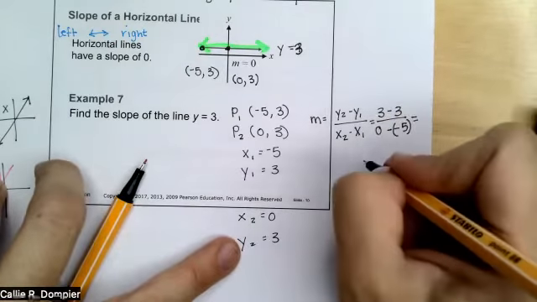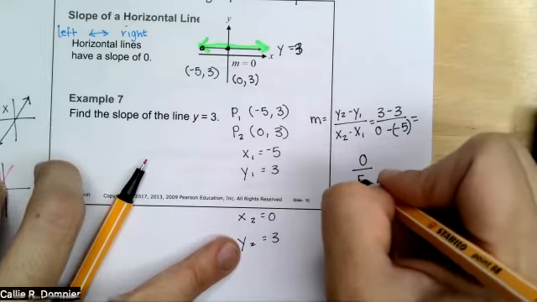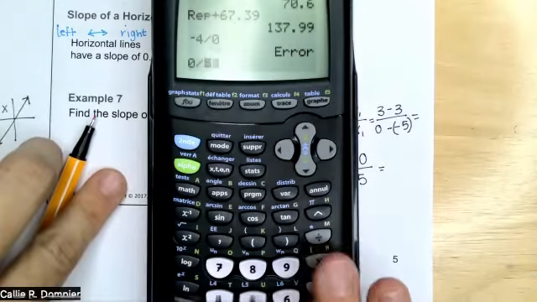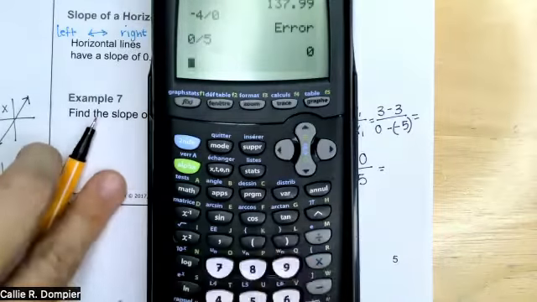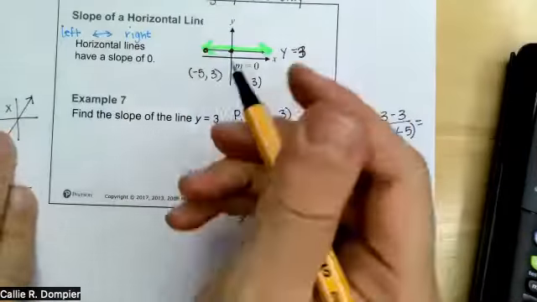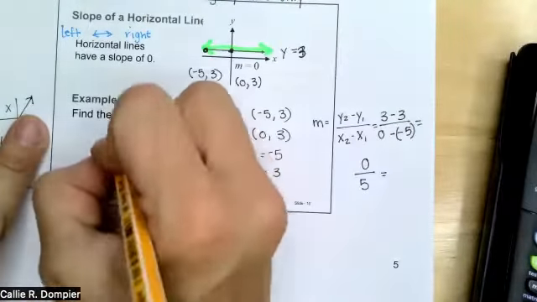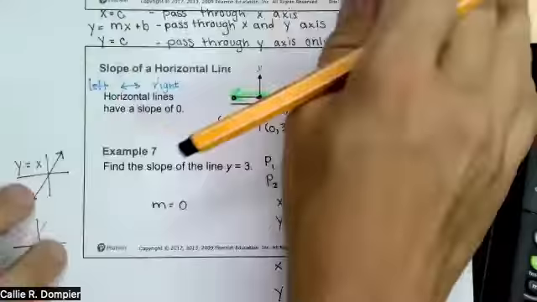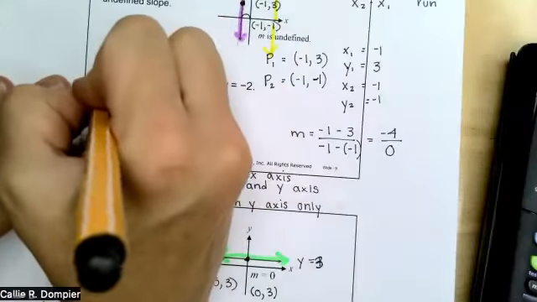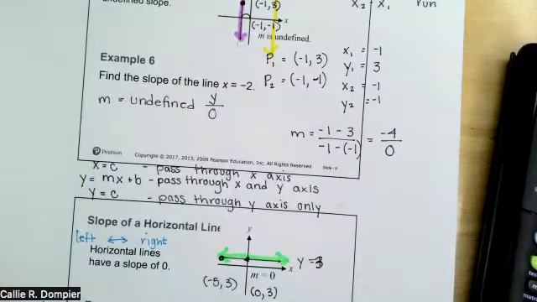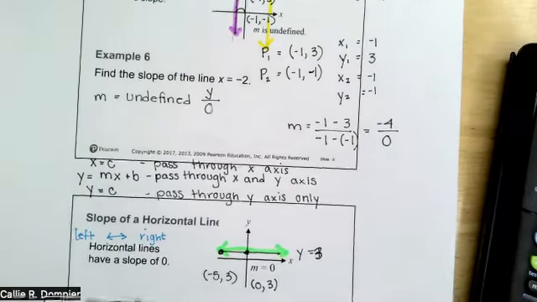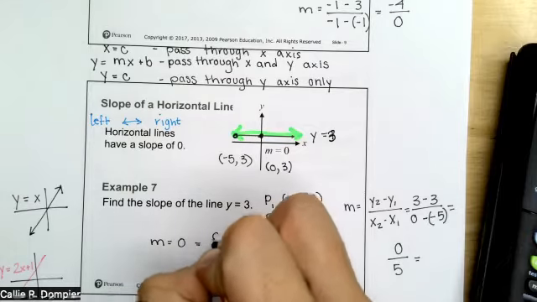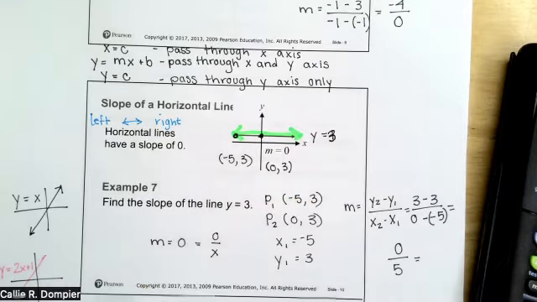Ran out of space. Basically, it's 0 over 5. That is not undefined. If 0 is on the top, that's okay. Take 0 divided by anything, you're going to get 0. So the slope of a horizontal line is always 0. So here the slope is 0. Here the slope is undefined, because it is 0 over whatever your x is.